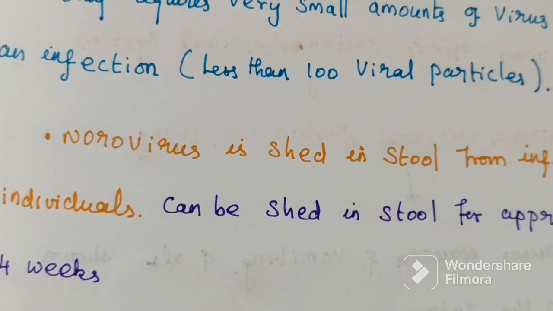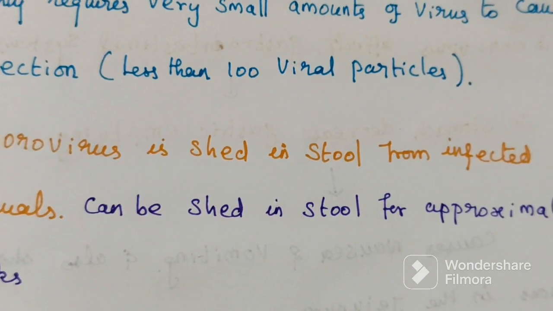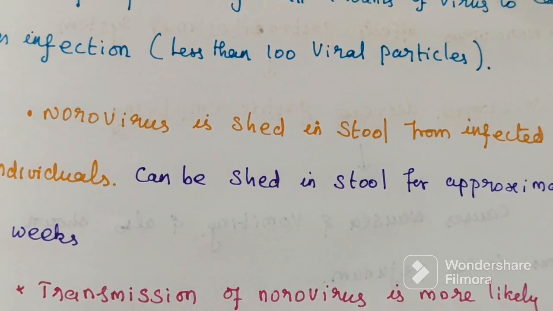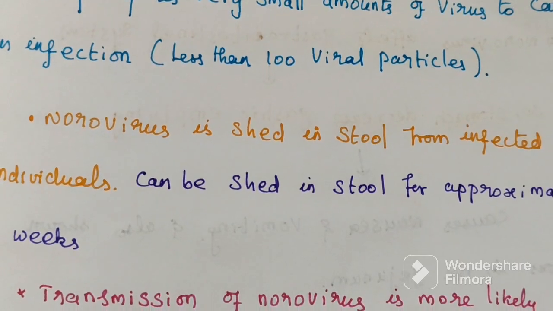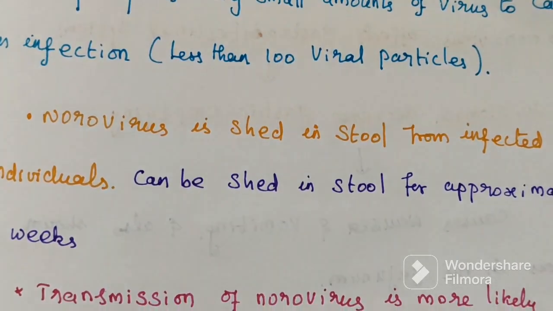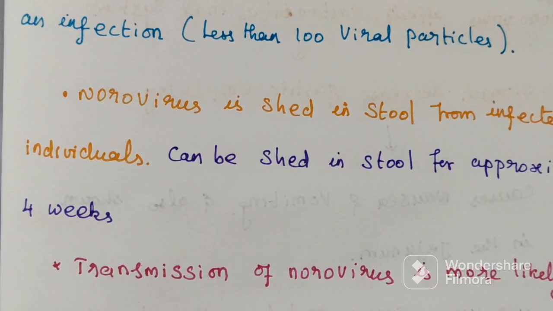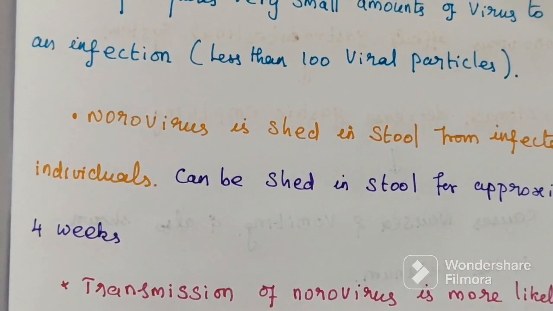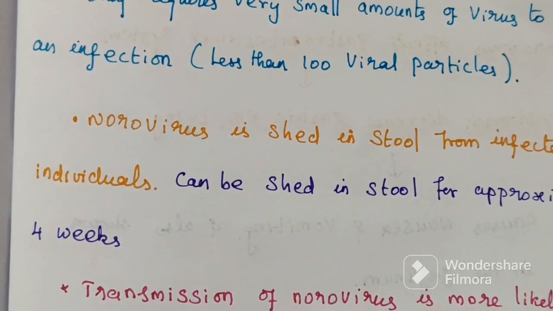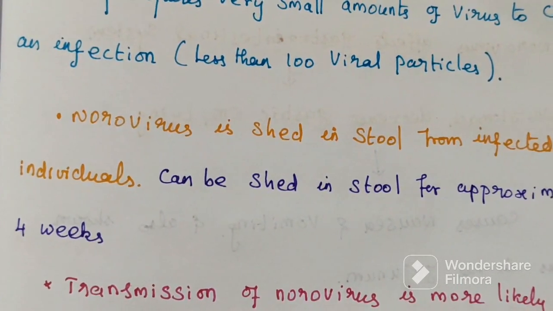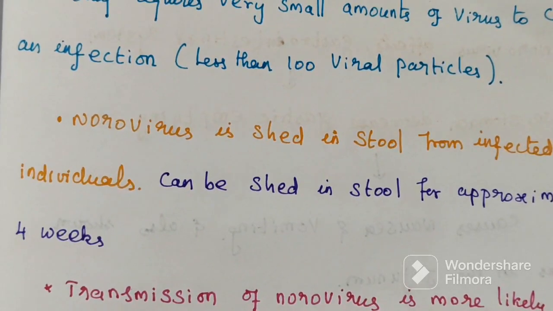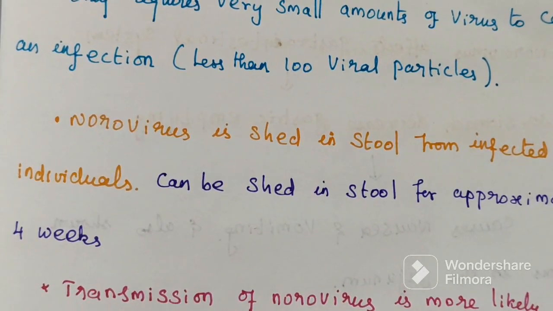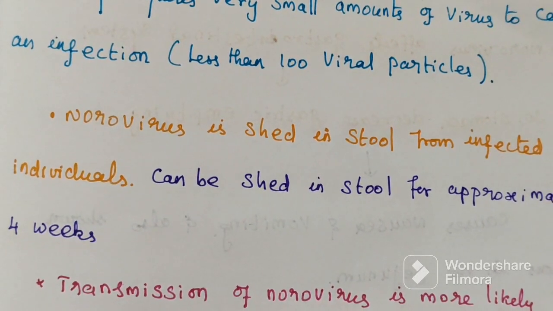Norovirus is shed in the stool of infected individuals. That is how it is transmitted. So again, it is shed in the stool and picked up in other places. An individual who has not washed their hands properly can touch objects and contaminate them, or it can get into water or food.